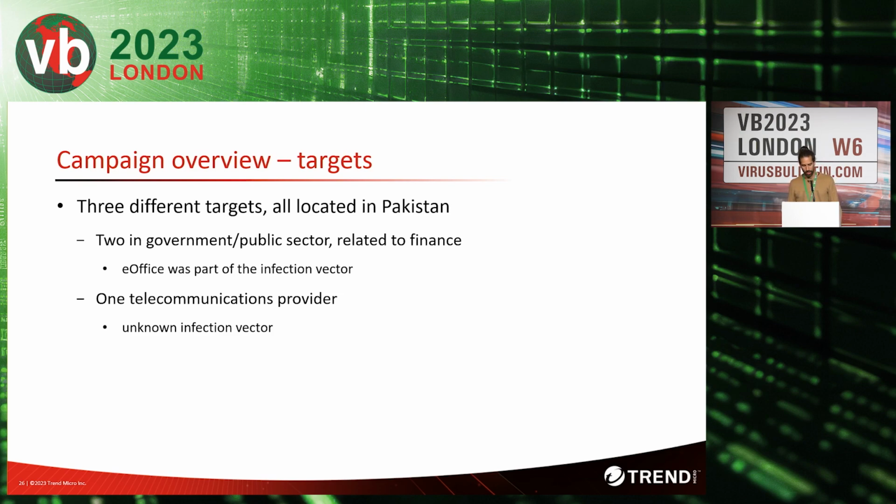About the targets, we found 3 different targets, all located in Pakistan. 2 of them were government public sector related to finance. The e-office application was part of the infection vector for both of those victims. The third one was a telecommunication provider, and we could not find the infection vector because the attack was older, and so we had less telemetry for it.